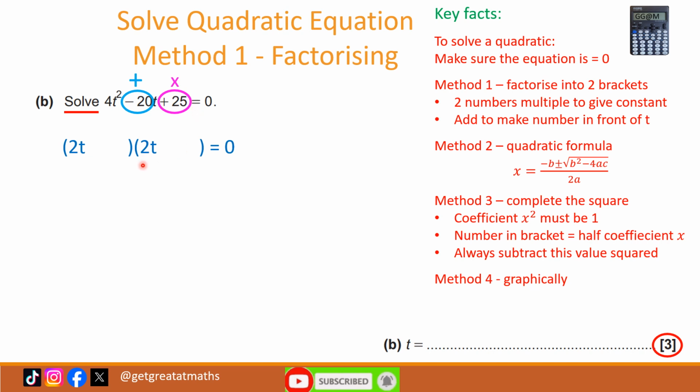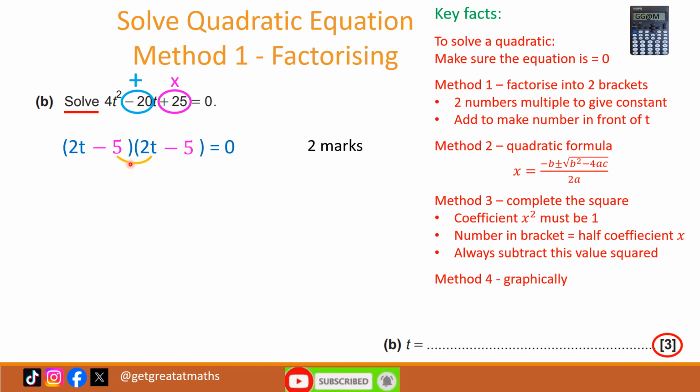Now, if I use a 25 and a 1 in here, I've got 2 times 25, which is going to give me 50, 1 times 2, which is 2. 25 and 2 do not have a difference of minus 20, so we're not going to be using a 1 and 25, which means we're going to have a 5 and a 5 in the brackets. Now, if I've got a minus 5 here, I've got to make a minus 20, so it has to be a negative in order to be able to get this negative 20. Now, if I've got a negative 5 in here, to make this a plus 25, I also need a negative 5 in the second bracket.